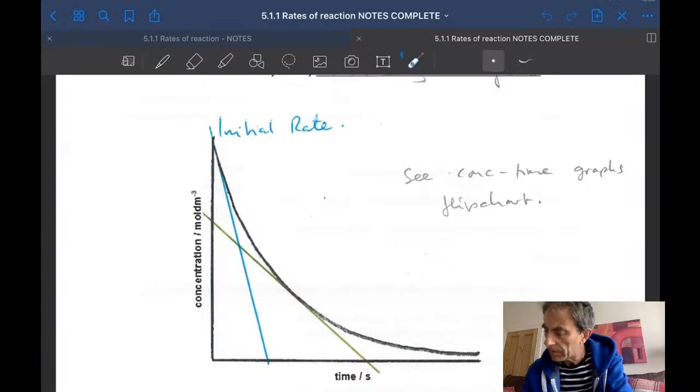So the most common mistake I see is if somebody was working out the rate of reaction for that point there, a student would read off the y value, so they would draw a line straight across to the y-axis and get a value for that, and they would divide that by whatever the time is at that point.